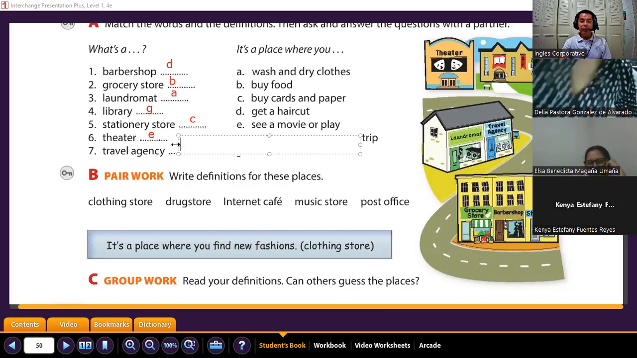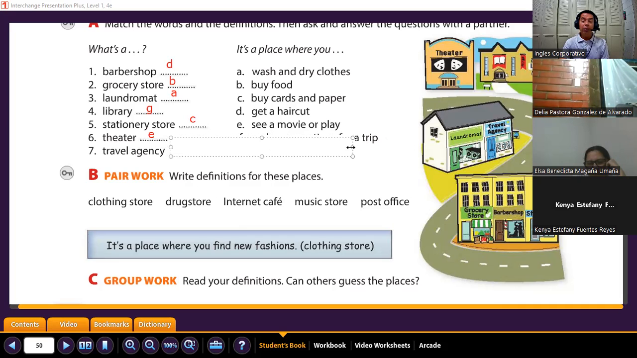Now, travel agency. Letter F. A travel agency is a place where you make reservation for a trip. Correct.